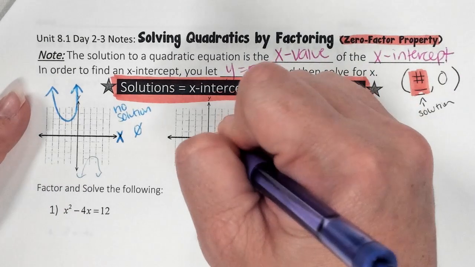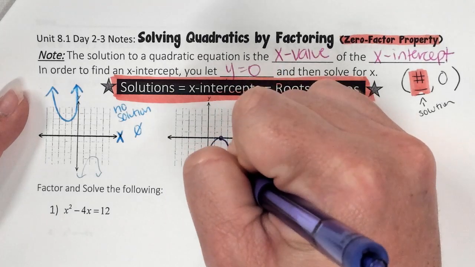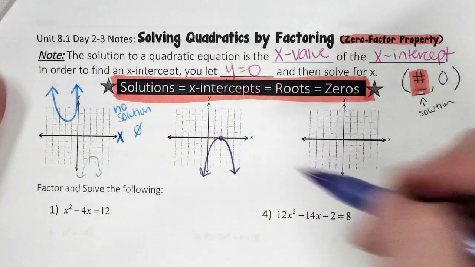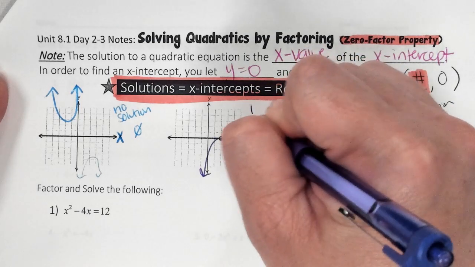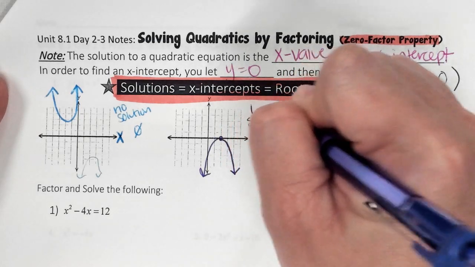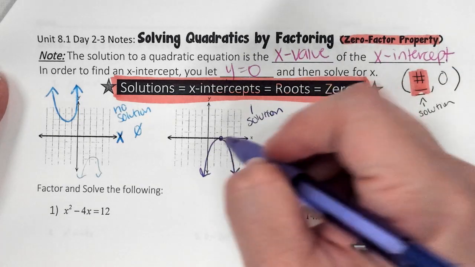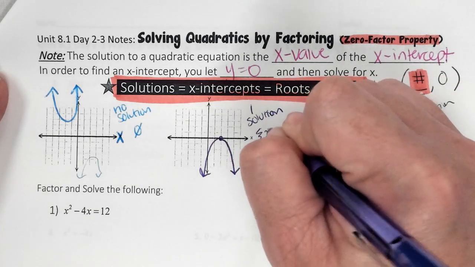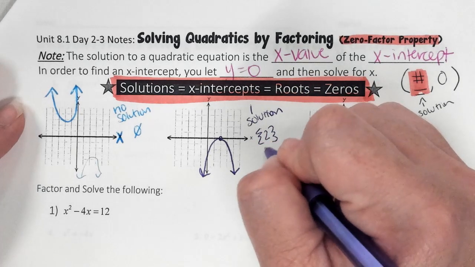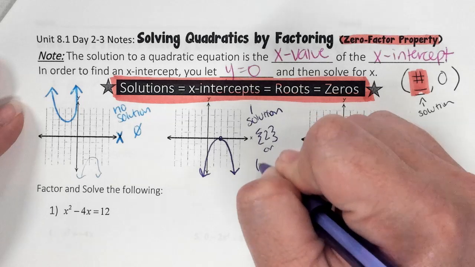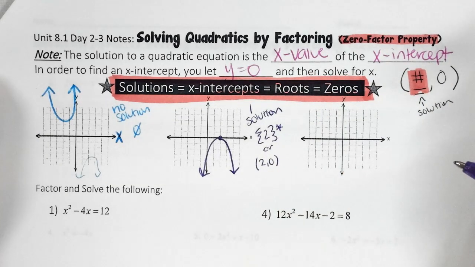Now, another option is to look like this, where the vertex is on the x-axis. How many times does that touch? Once. So you can have one solution. Now, if I say, what's the solution, you're not going to tell me 1, because that's not where it touched. It touched at 2, so my solution is 2. Now, you could also write that as the point (2, 0). However, you're going to see me write it like this the most.